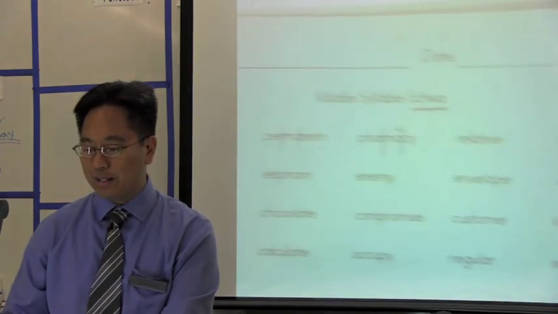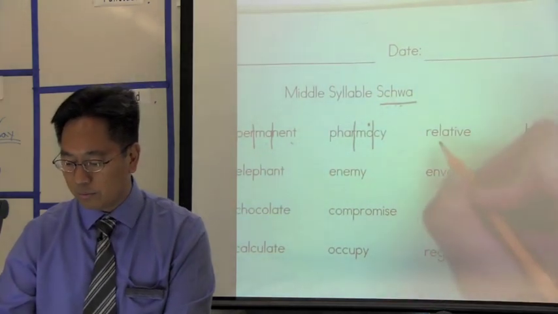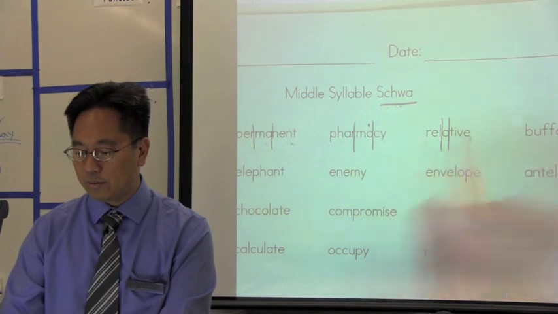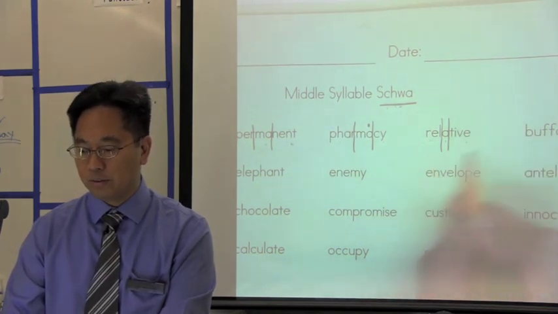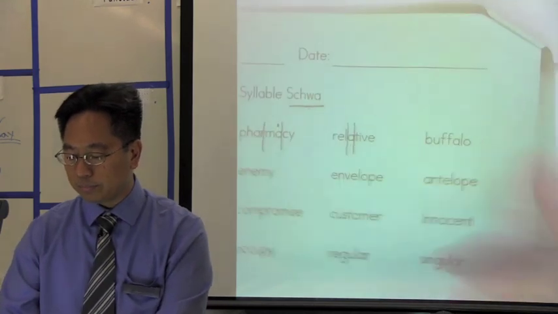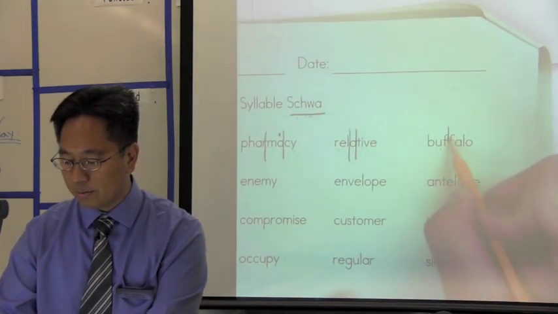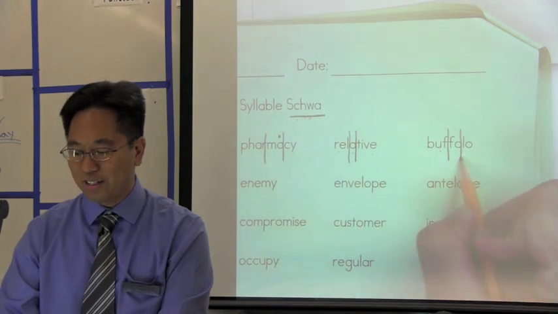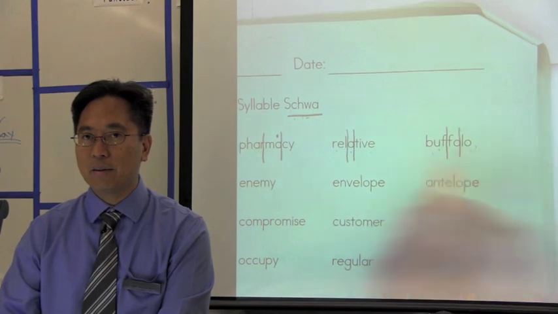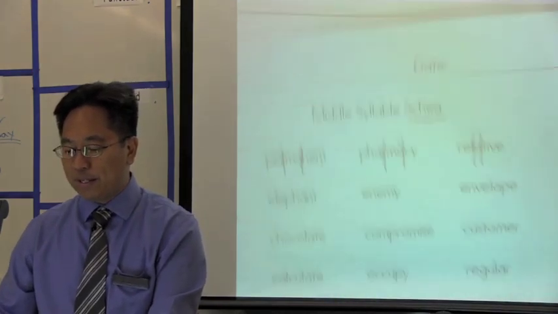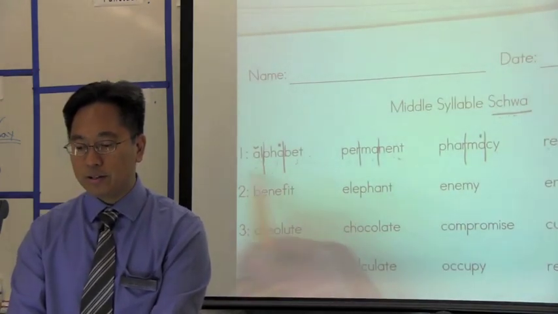Okay. Next one. First syllable. Rel. Good. Tiv. All together. Rel. Tiv. Blend. Relative. Good job. Next one. Buff. Correct. Fa. Low. Good. All together. Buff. Fa. Low. Blend. Buffalo. Perfect.